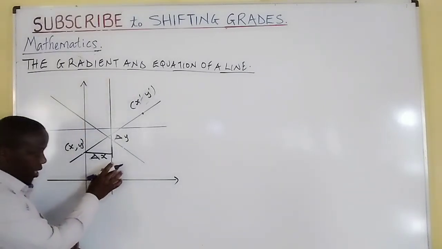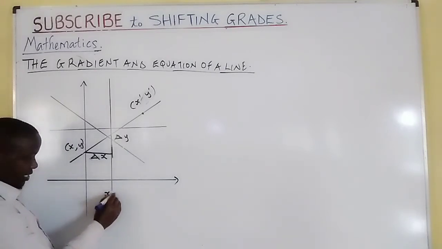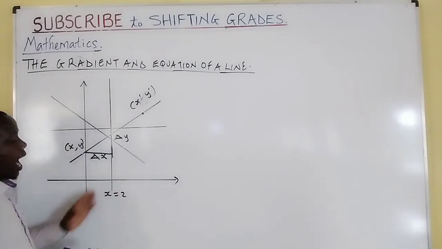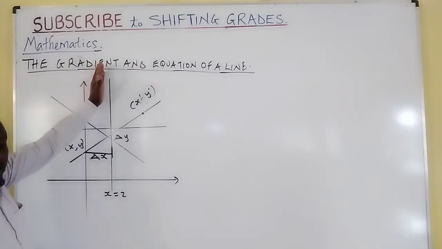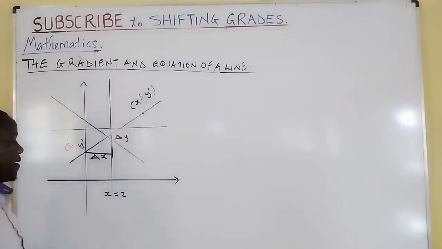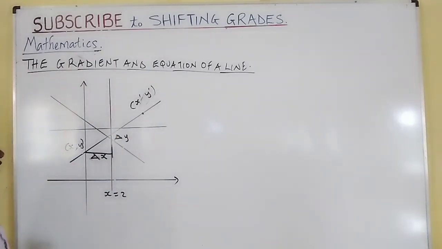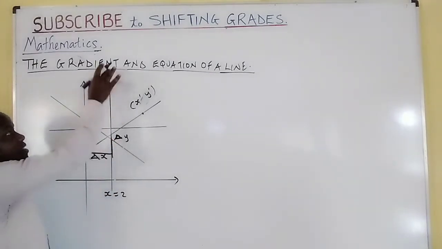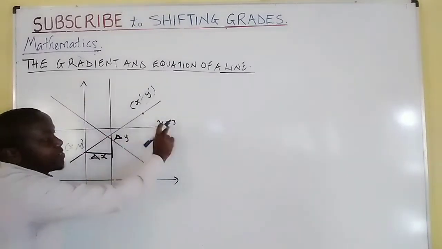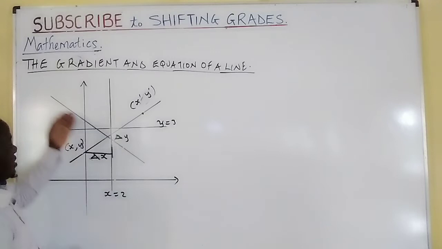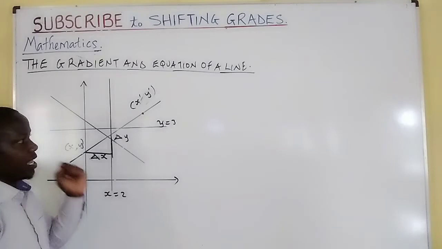Unlike this one, if we find this line x is equal to 2, for example, upwards x will remain to be 2, and of course upwards y will keep changing. Therefore, if x is 2 for this line, x remains 2. For this one, if y is equal to 3, y remains 3 throughout. But now in these sloping lines, we say that they have a given gradient.